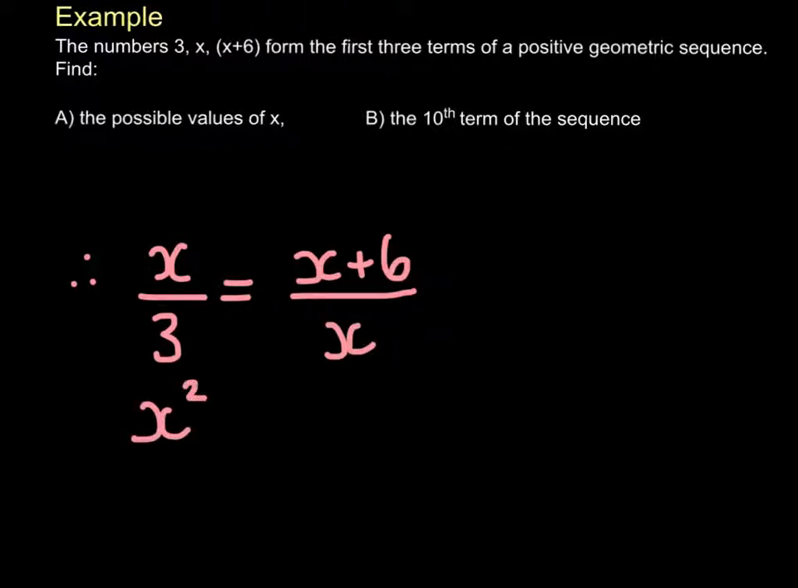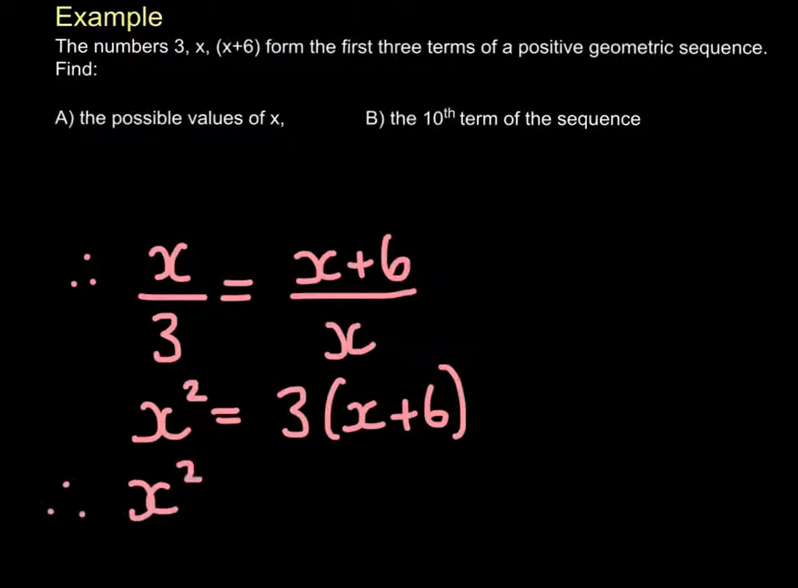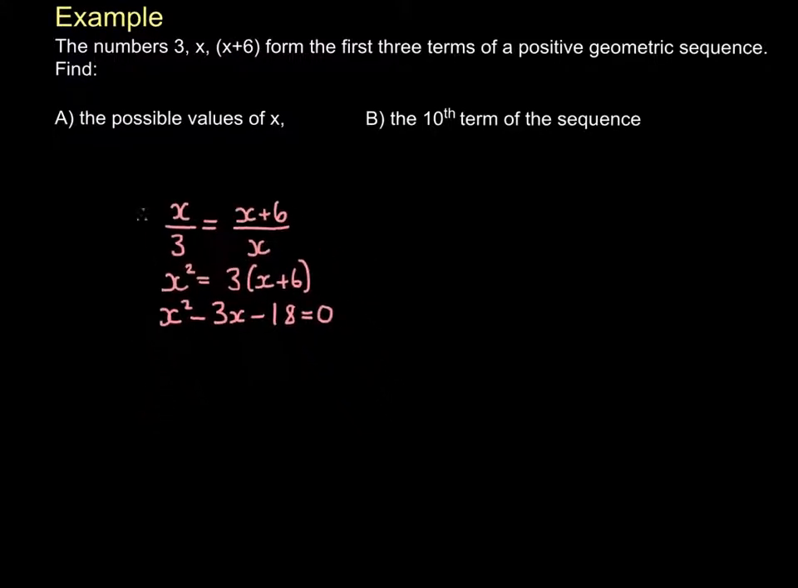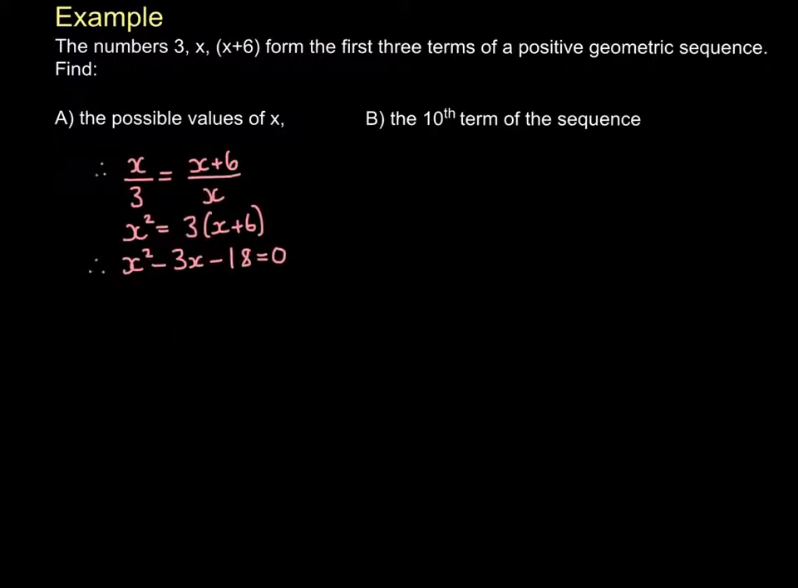So we cross multiply, we get x squared equals 3 brackets x plus 6. Now I'm going to expand it and take it all across to the left hand side. So I'd have 3x plus 18 on the right hand side. If I take that all across, I'll have x squared minus 3x subtract 18 is equal to 0.